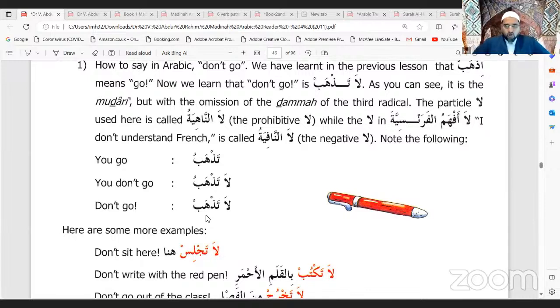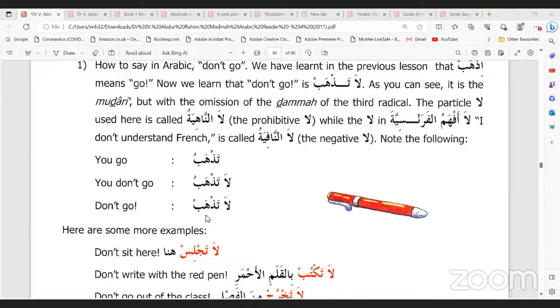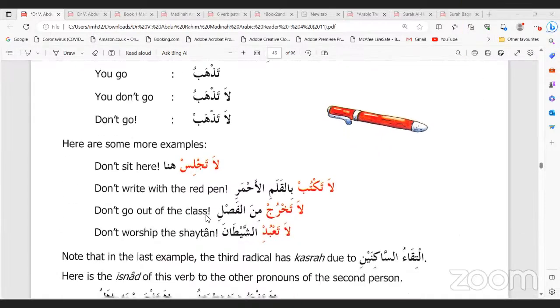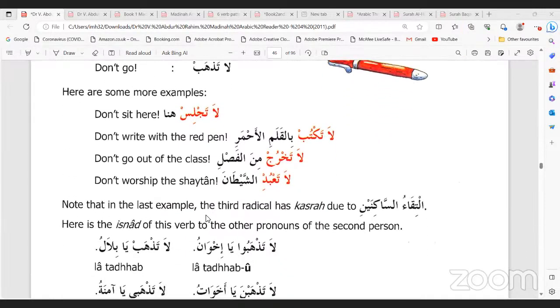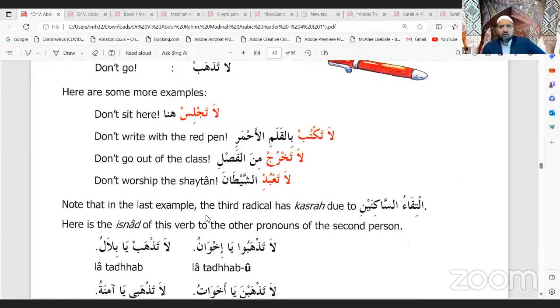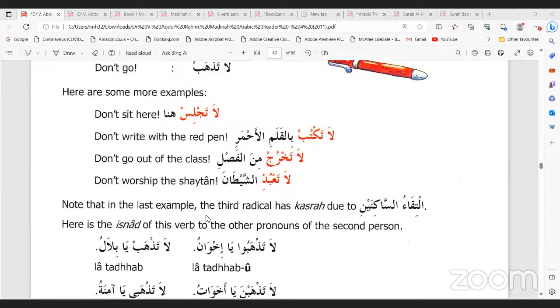Yeah, that's a command. Don't go. This is a command. La tadhhab, don't go. You do not go, la tadhhabu. They're very close to each other. When you say you don't go, it's a slightly subtle way of approaching something. And la tadhhab, even the accent is a bit more vicious and more aggressive. Don't go. More command.